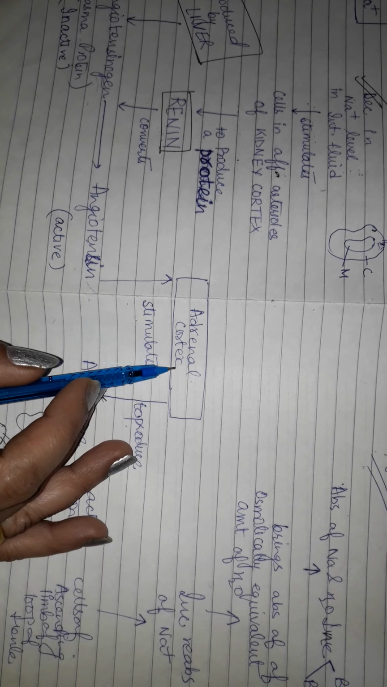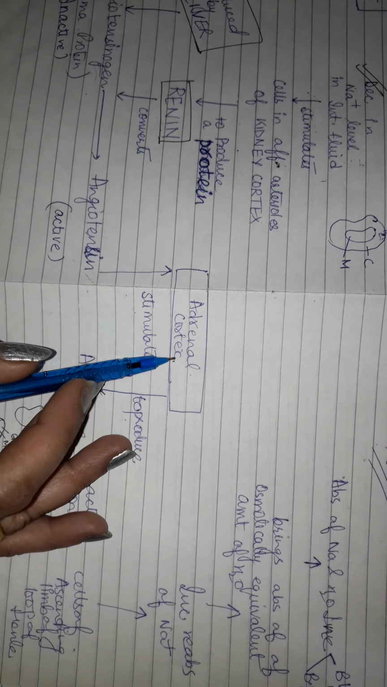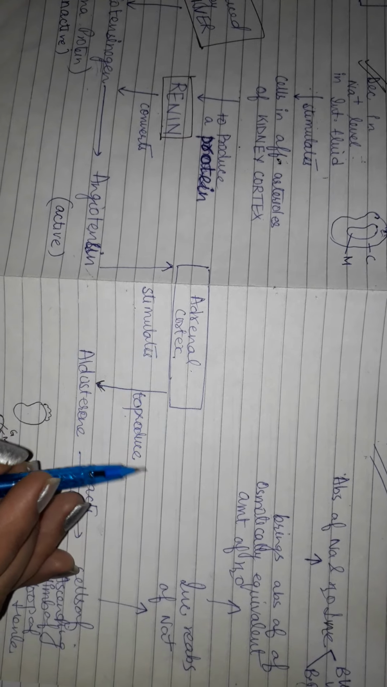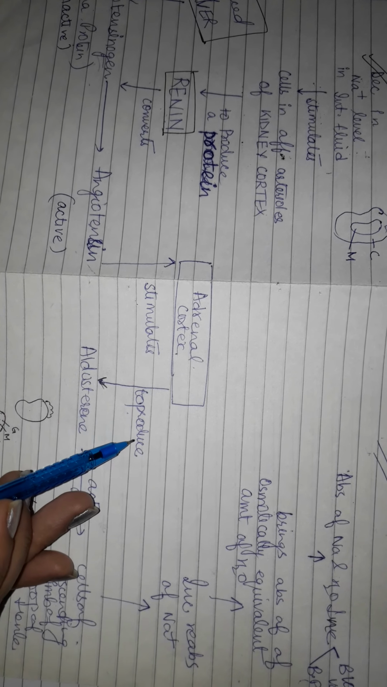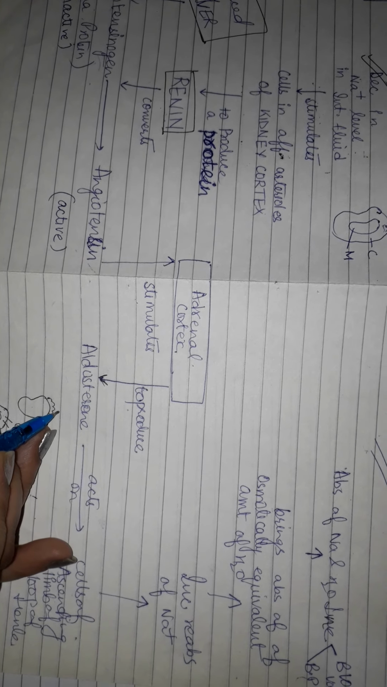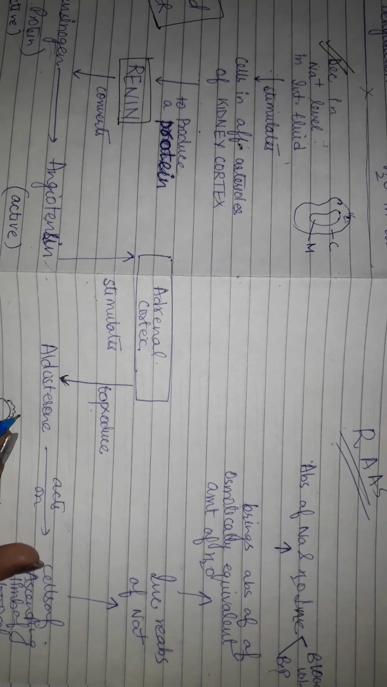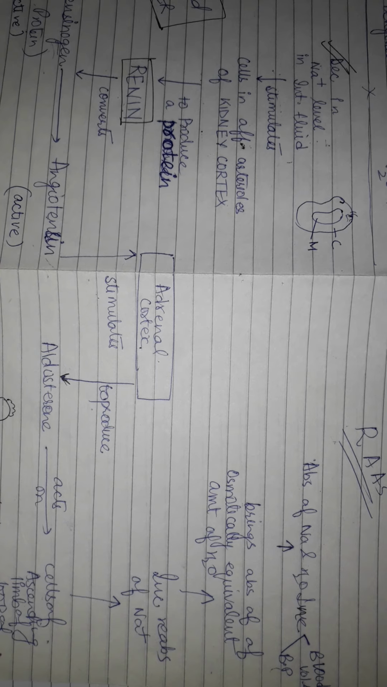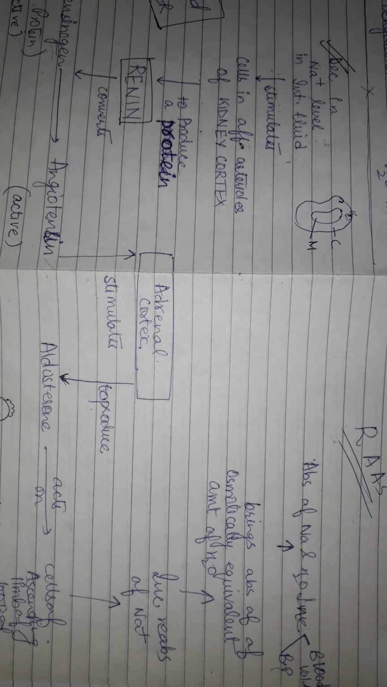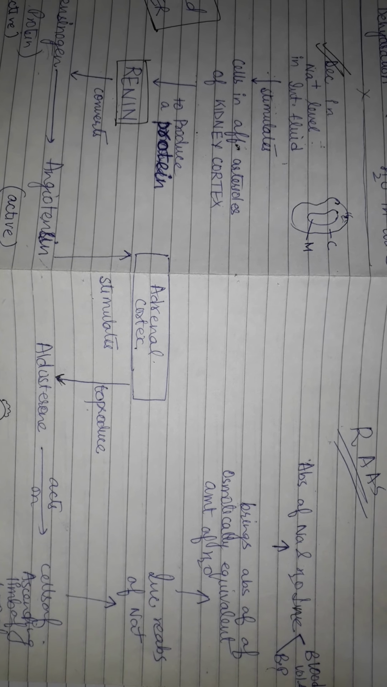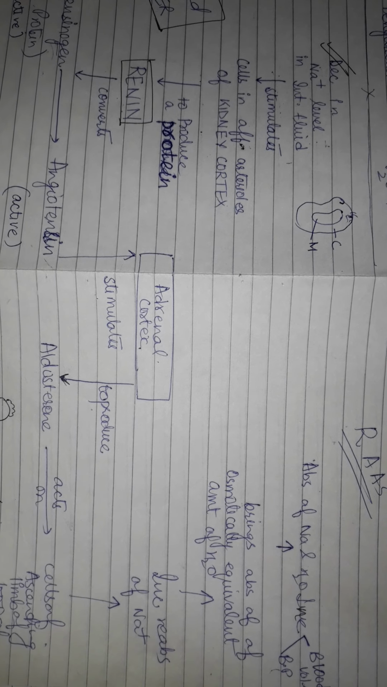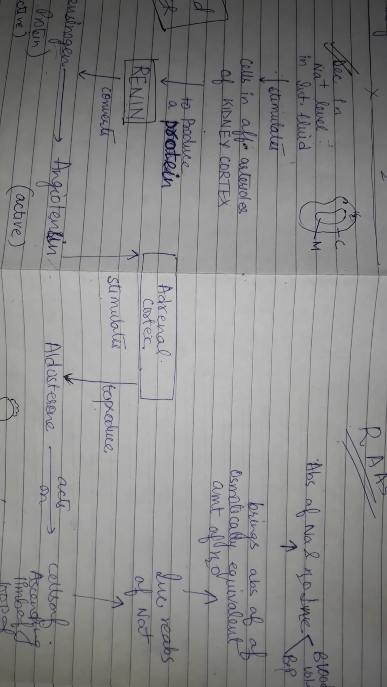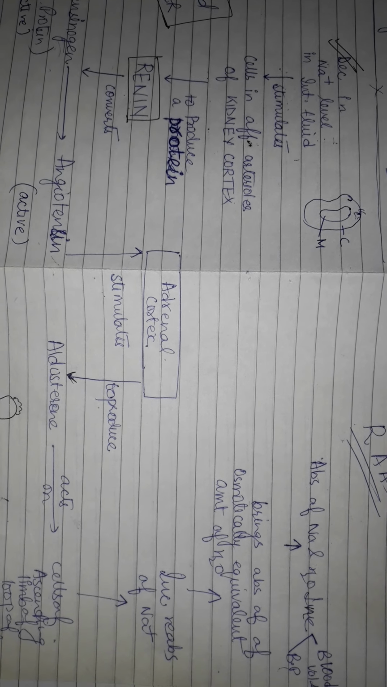Now this angiotensin, it acts upon the adrenal cortex. Adrenal gland, which is present at the top of the kidney, it stimulates, and this gland produces aldosterone. Aldosterone is a hormone which acts upon the cells of ascending limb of loop of Henle. This was the loop of Henle. This is the descending limb and this is the ascending limb.